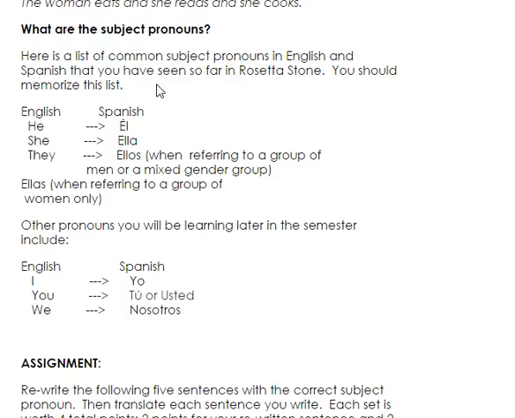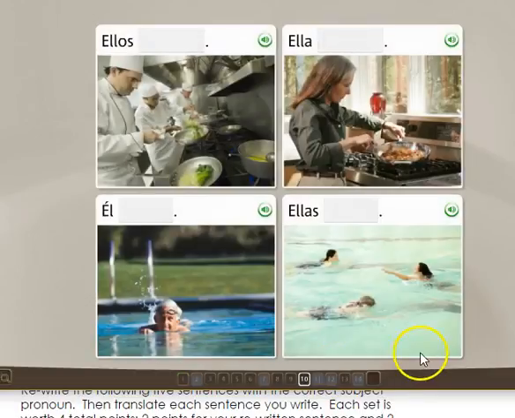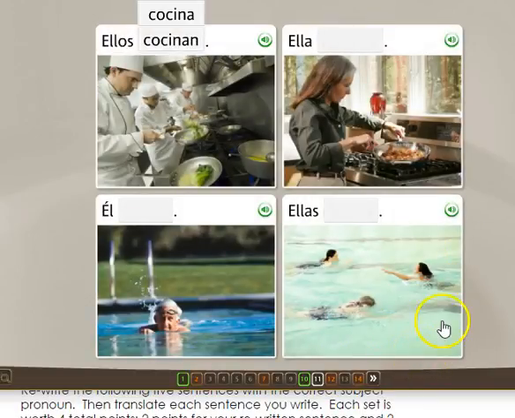So let's look at a few subject pronouns we have learned so far in Rosetta Stone. We have learned the word he, or él. We have learned the word she, or ella, and we've also learned the word they, or ellos. Now, if we go back to Rosetta Stone, we can see, just by continuing to the next slide, that we are learning what this means. Ellos and ellas both mean they. Ella means she, and él means he.